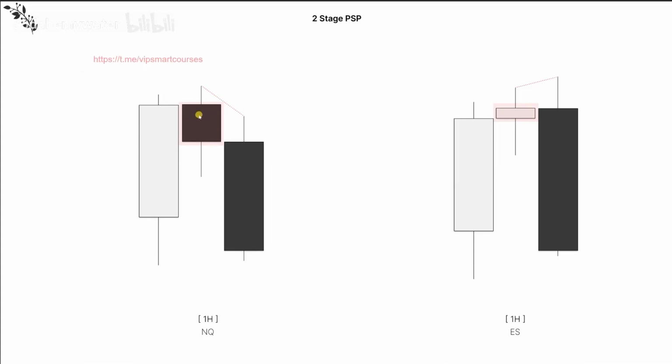So as you see here, we have a PSP on NQ and ES, and NQ actually fails to take this PSP's high while ES manipulates it. So now we could expect NQ to expand away and ES to follow.